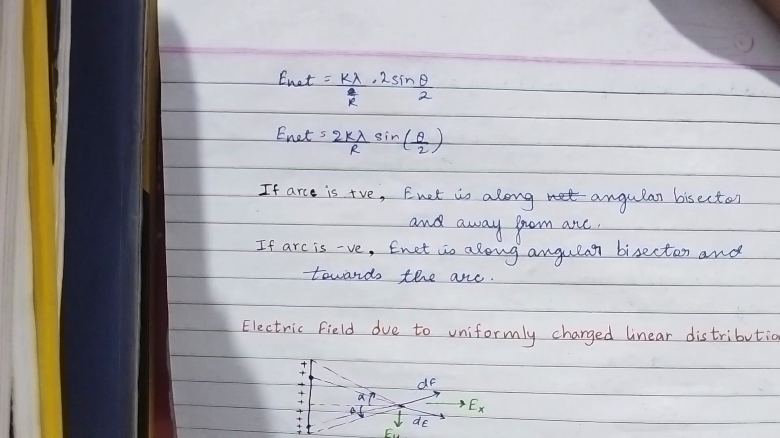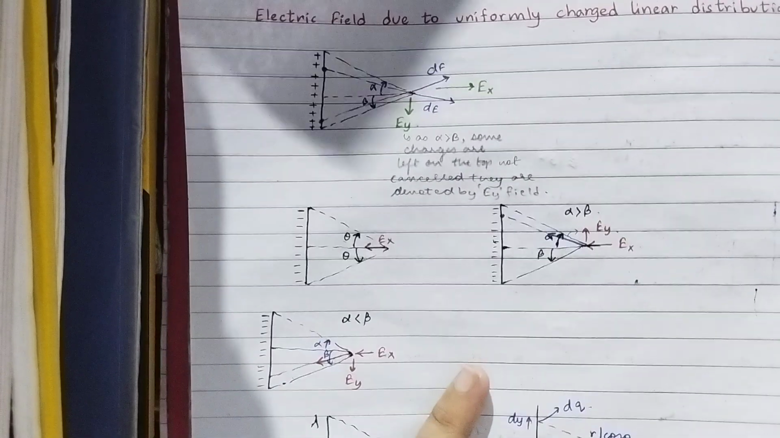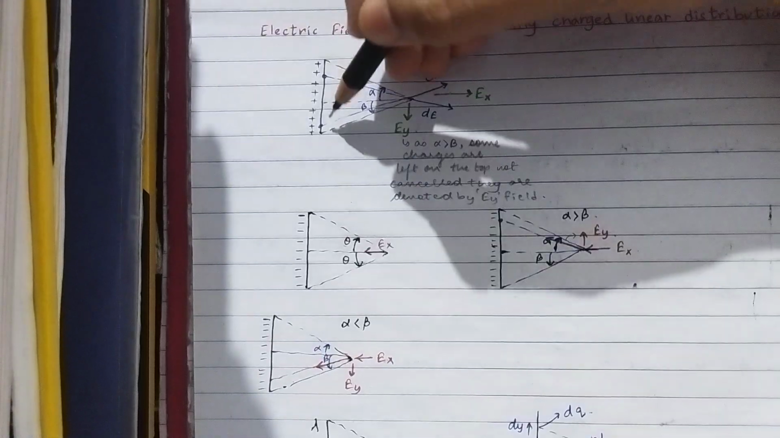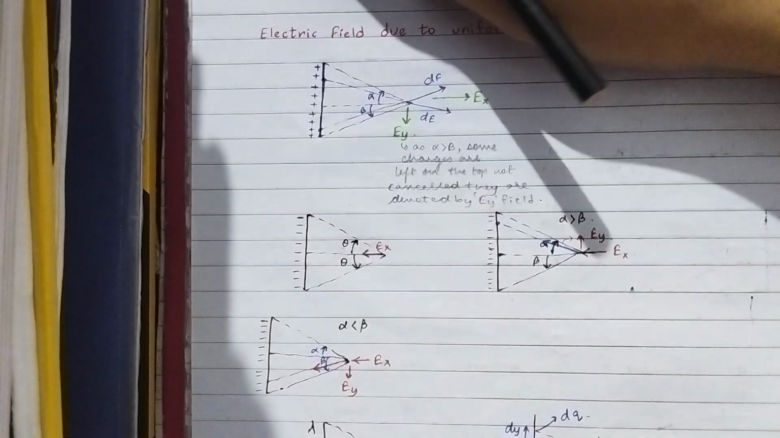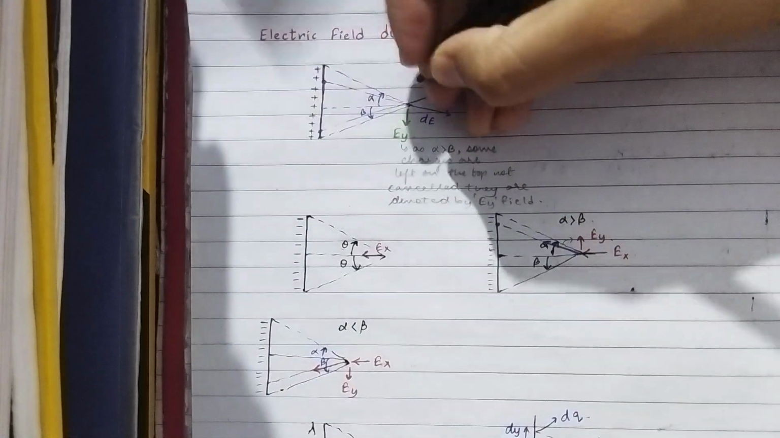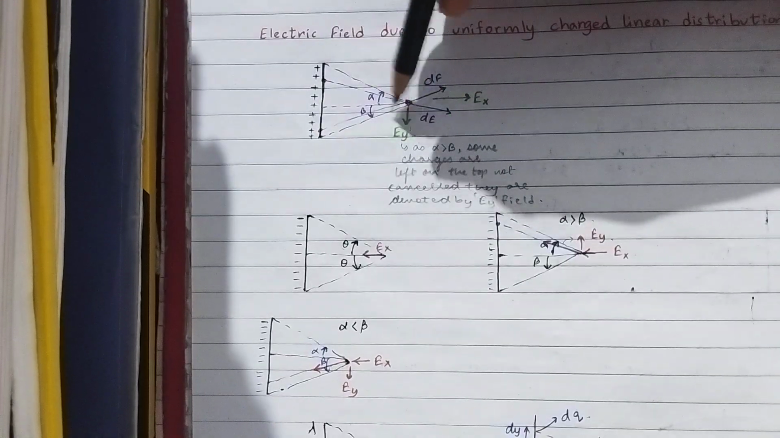Now, electric field due to a uniformly charged linear distribution. Linear distribution means distribution along the length. Here the whole side has positive charge. Basically this is creating fields at one point. We can find out the net, that is Ex and Ey.